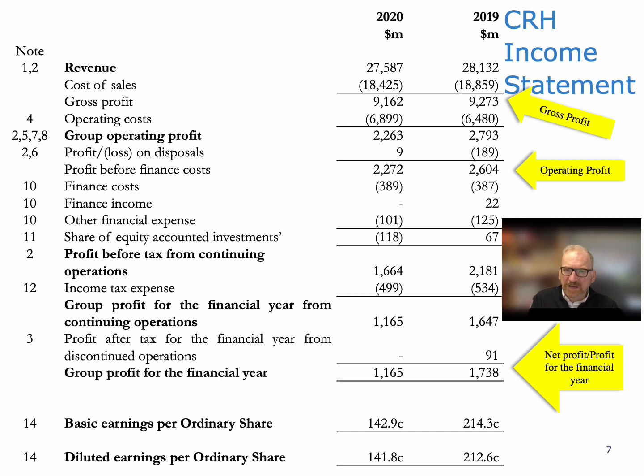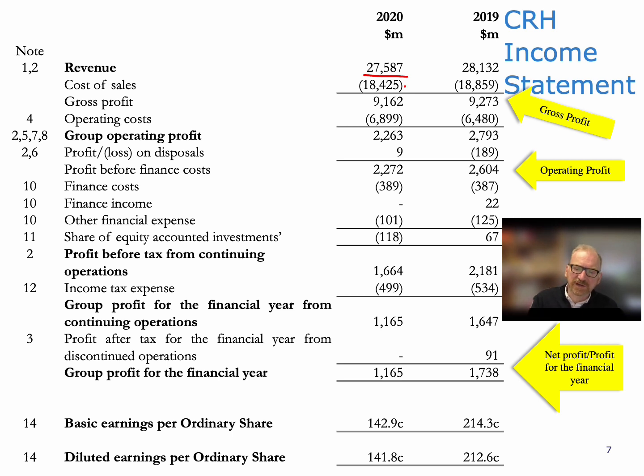So let's look at CRH's income statement then. You start at the top of the statement with the revenue. This is an inflow. This is the sales revenue, the sales to customers. And for CRH, that was $27.5 billion.